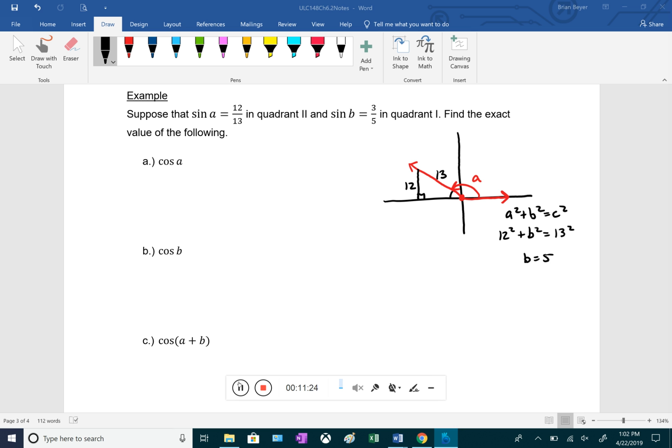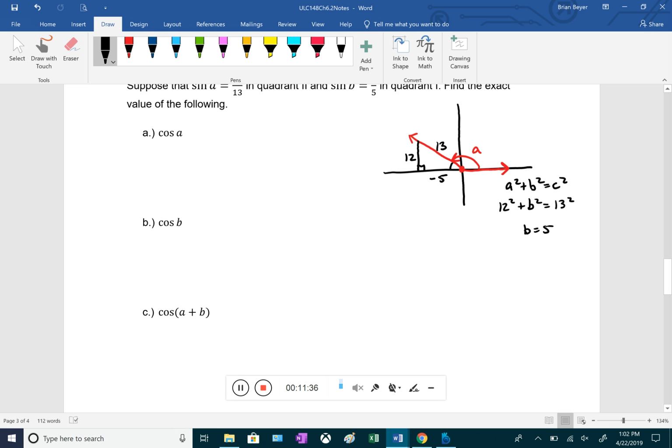But we have to be careful because we're going in the negative x direction, because it's to the left of the origin. So we have to make sure that we know that it's negative 5. Okay, so that's going to be for A. Let's do the same thing for B.